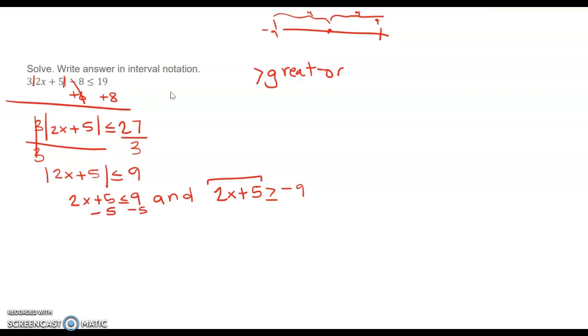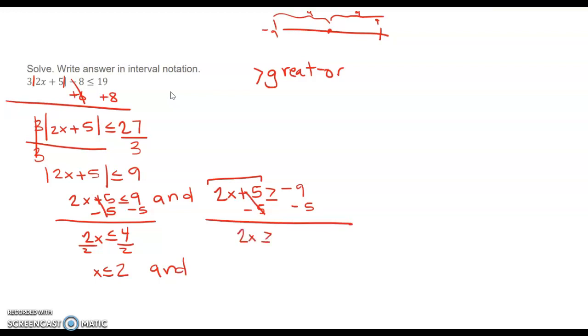So we subtract 5 from each. I get tempted just to subtract all the way across. So we'll subtract 5, and for that first one we get 2x; 9 minus 5 is 4. Divide by 2 on each side, so x is less than or equal to 2. And solve this one, 2x plus 5: we subtract that 5, so we get 2x is greater than or equal to -9 minus 5, which is -14. Divide by 2 on each side. Again, we're dividing by a positive number, so we do not need to flip that inequality sign, only if we're dividing by a negative. So we get x is greater than or equal to -14 divided by 2, which is -7.